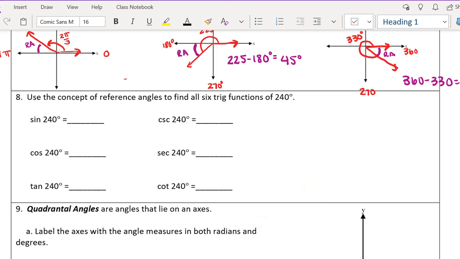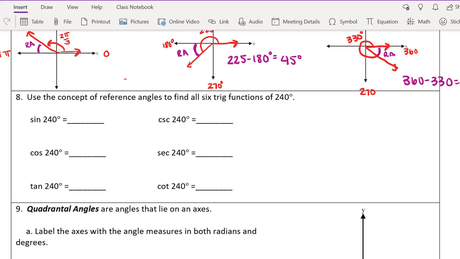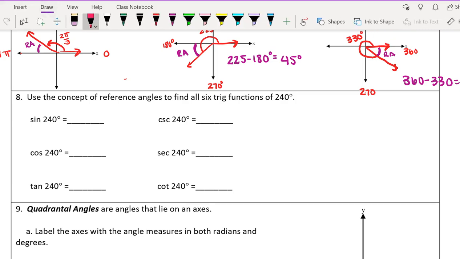All right, so we're going to use reference angles to help us find all 6 functions of 240 degrees. So first of all, we need to draw an angle in standard position that's at 240 degrees. So if I come over here and create a coordinate plane, my initial side is here. This is 180 degrees and this is 270. So we're going to rotate over here. This is an angle of 240 degrees.